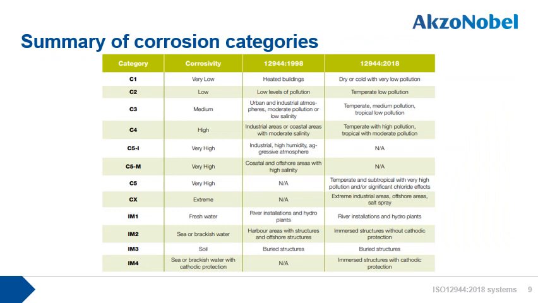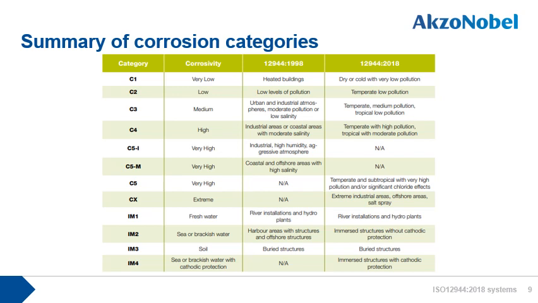So this slide summarizes the corrosion categories that were in the previous version of the standard as well as the new revision. So as you can see, the third column here shows you which categories were part of the earlier version of the standard, and the rightmost column shows you what it looks like in the new revision.